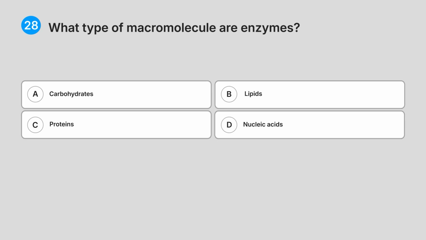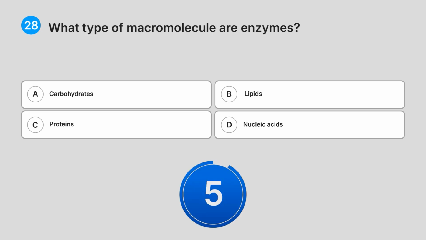28. What type of macromolecule are enzymes? A. Carbohydrates. B. Lipids. C. Proteins. D. Nucleic acids. What do you think is the answer?